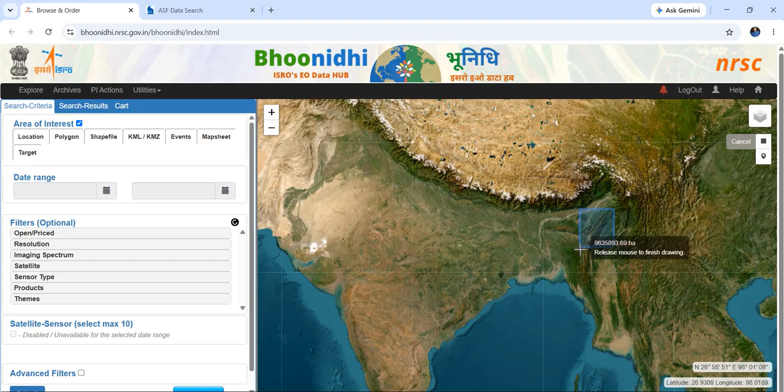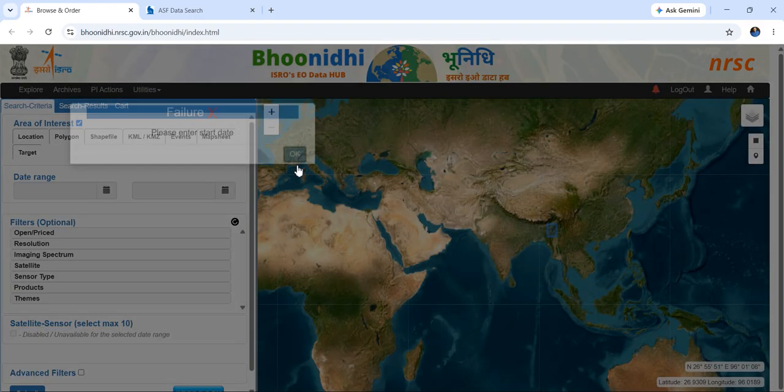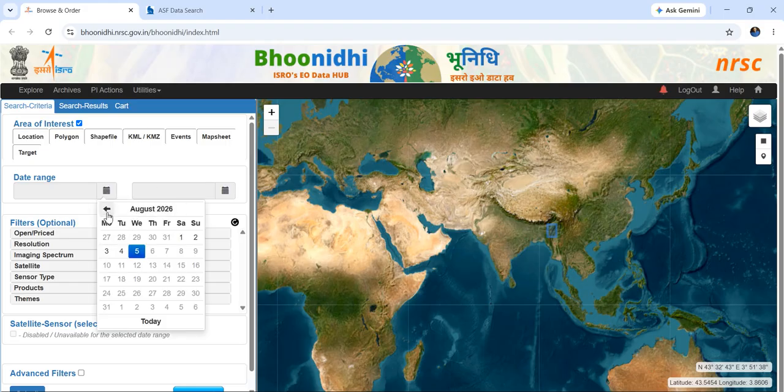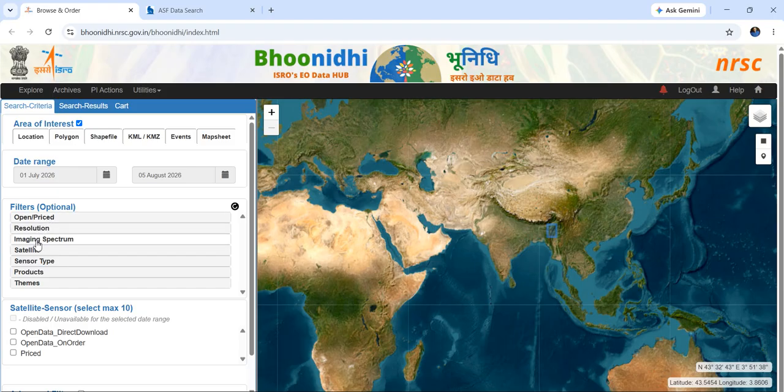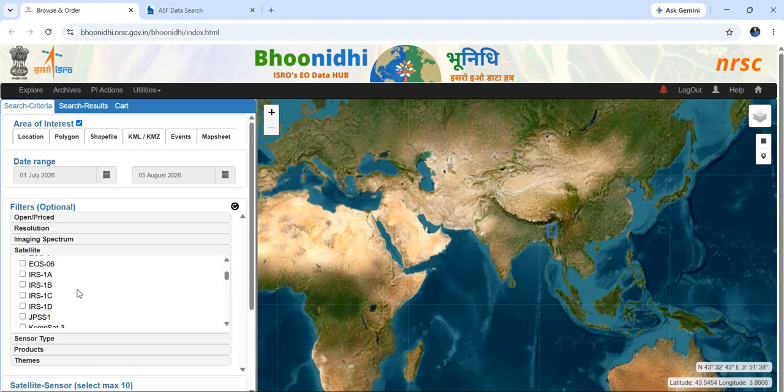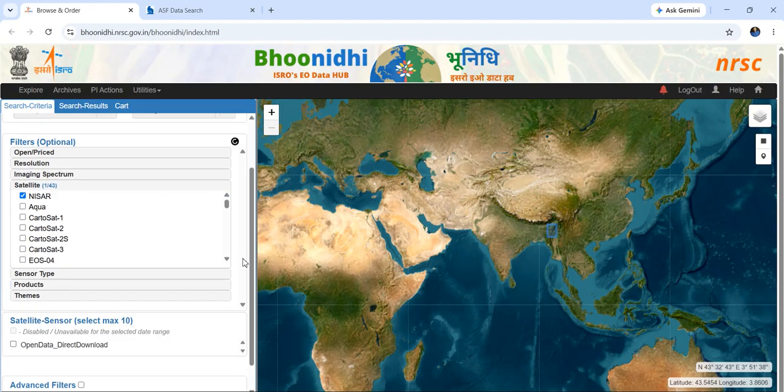I'll select here the northeastern region, and then select a time range, for example 1st of July to 5th of August, that is today. And then when we go for the satellite, you can just go for the NISAR. When you go for the NISAR, you will see the products. See here, you are seeing level 1 RIFG, level 1 ROFF, and level 2 GCOV, and then level 2 GSLC. These are the products you can get from the Bhoonidhi website.